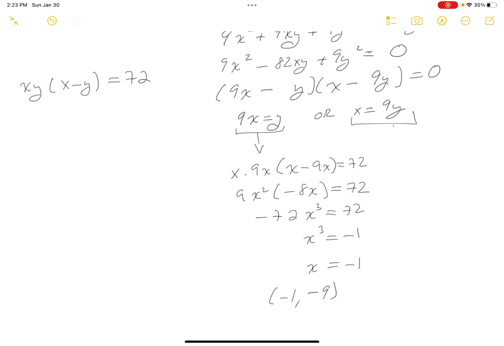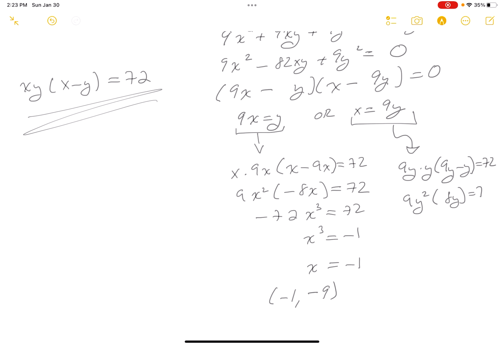Now I want to try this. Now, let's see if we can do that. So x equals 9y. And again, I'm using this equation still. x times y. And then what do you get? Well, x is 9y minus y equals 72. And what do you get over here? Let's write this down. You're going to get 9y squared minus 8y is 72. Deja vu, isn't it? y cubed is 72. y cubed is equal to 1. y is 1.